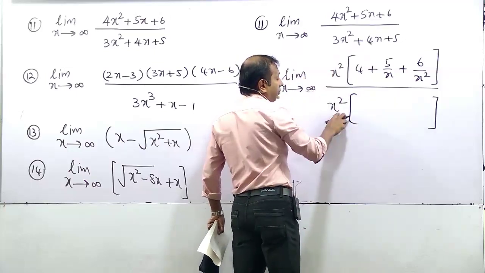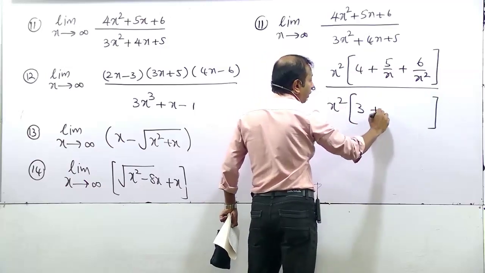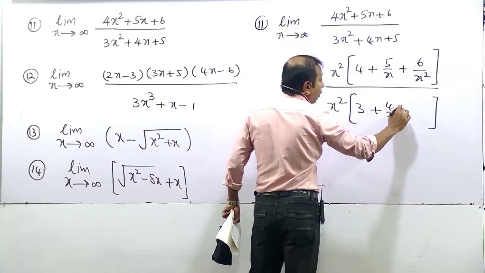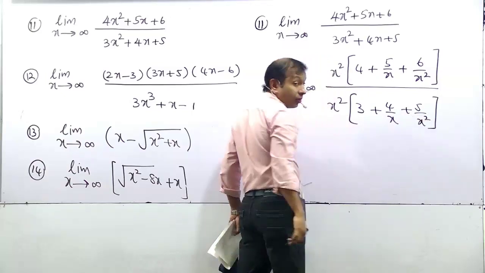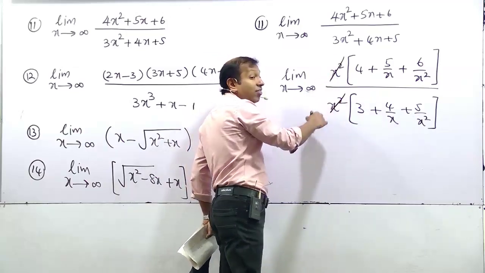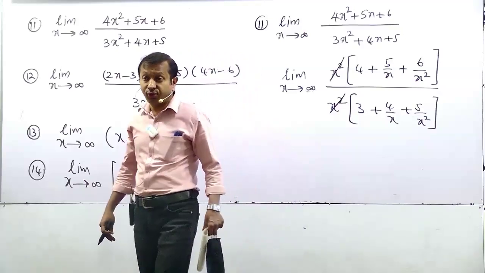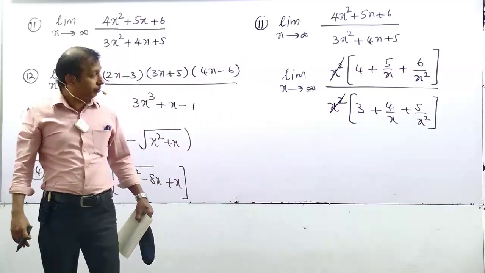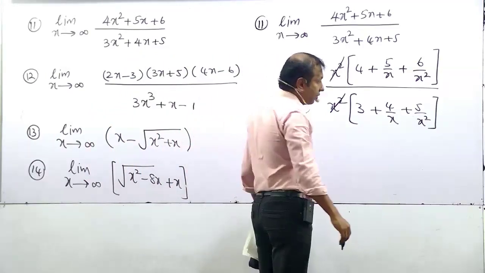3x squared, we have divided by x squared, we get 3. 4x, we have divided by x squared, we get 4 over x. 5, we have divided by x squared, we get 5 over x squared, like this. Okay. Now cancel down x powers from numerator and denominator. Until then, don't substitute infinity for x. Now this is the place to substitute infinity for the remaining x's, right?